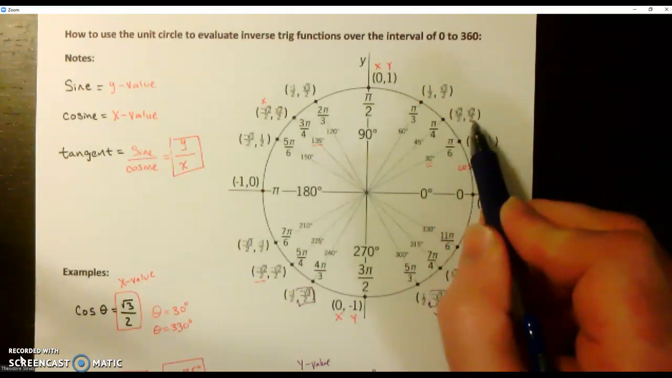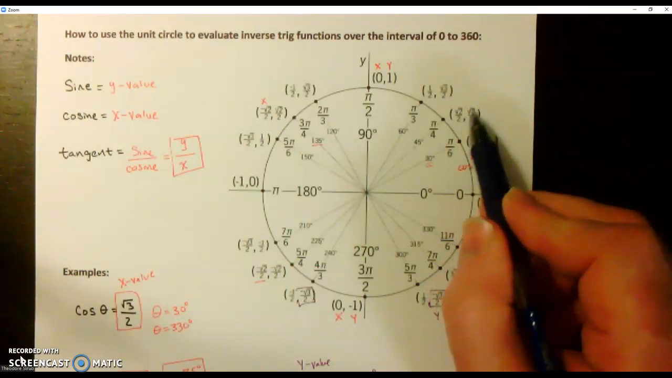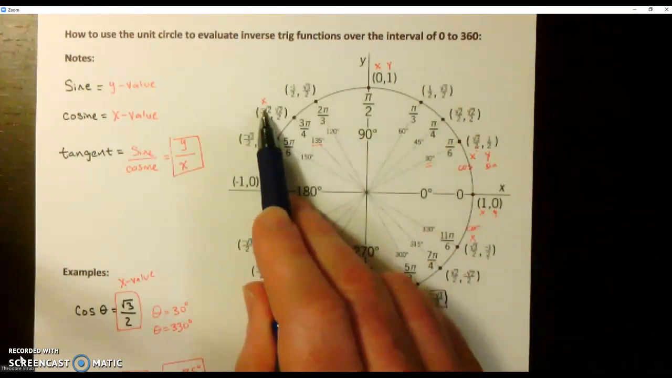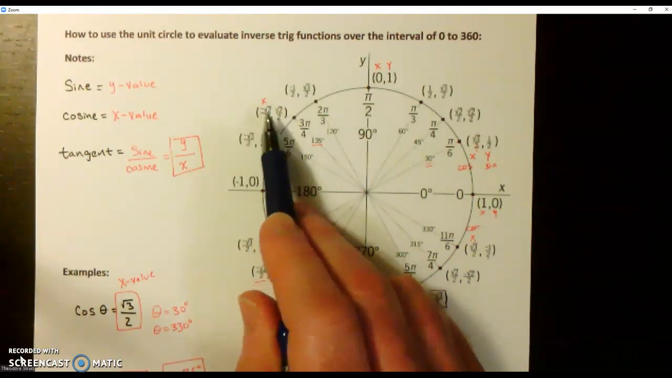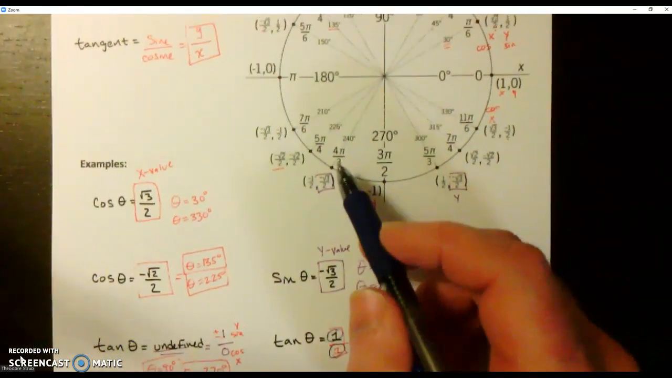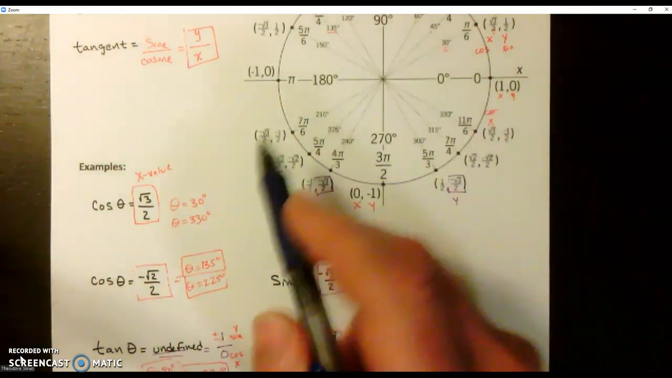If I divide those out, sine over cosine ends up giving me 1, and it's a positive 1. If I moved over to the right, though, I would have a negative and a positive. So I'd have a positive divided by a negative. That wouldn't give me positive 1, that would give me negative 1. So I need to look for when sine and cosine are the exact same values and both the same signs.